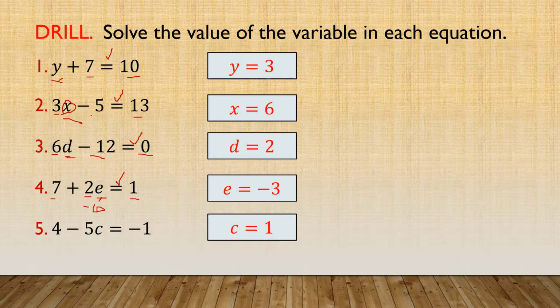And last, number 5, the value of c is 1. So if this is 1, negative 5 times 1 is negative 5. So we have negative 5. And then we have now 4 minus 5. And 4 minus 5 is negative 1. So therefore, the value of c, which is 1, is correct. Okay? So ganun po yun.